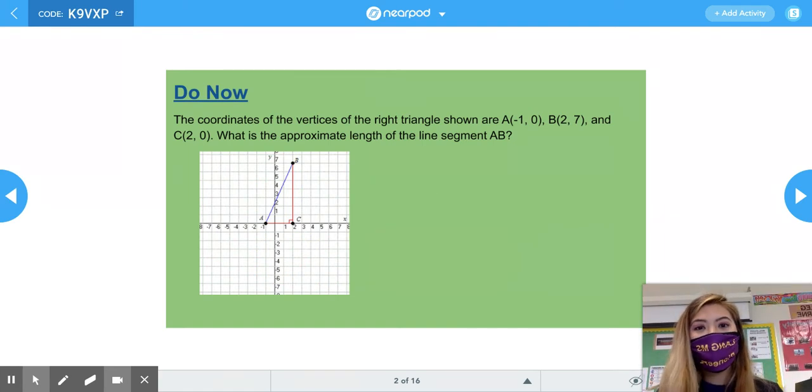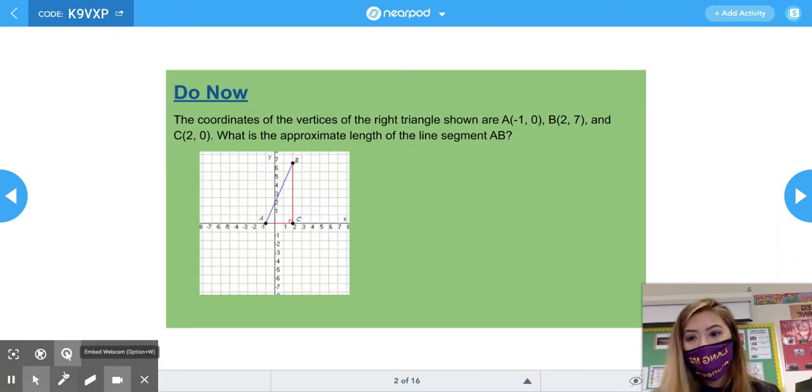Welcome to today's math lesson on triangle sums, including interior and exterior triangle angles. Our do now reads: the coordinates of the vertices of the right triangle shown are A (-1, 0), B (2, 7), and C (2, 0). We have to find the approximate length of the line segment AB.